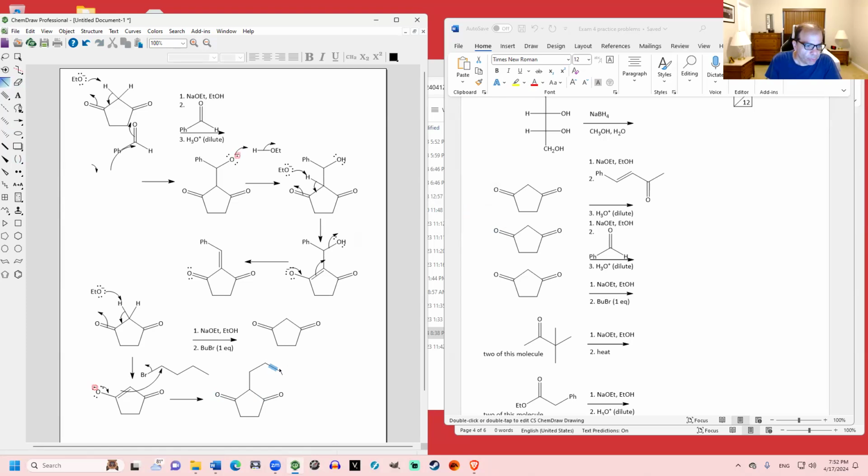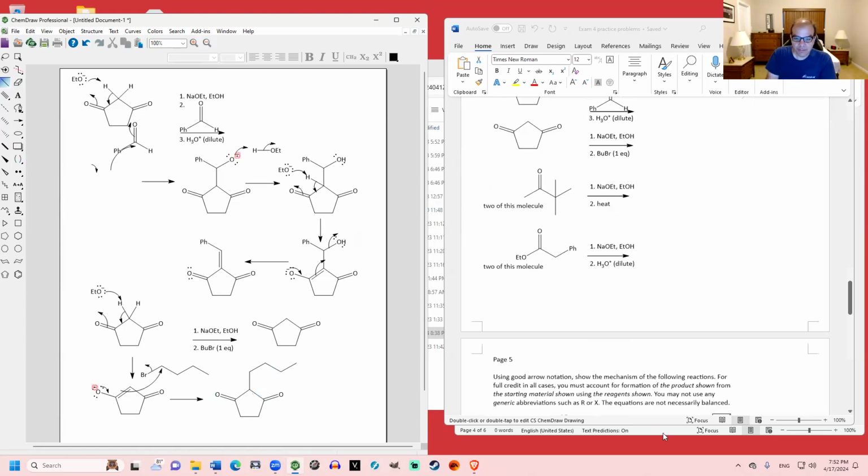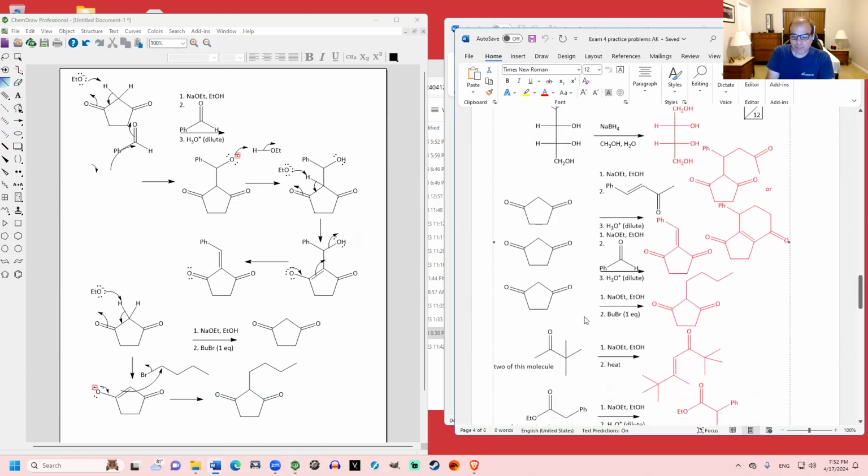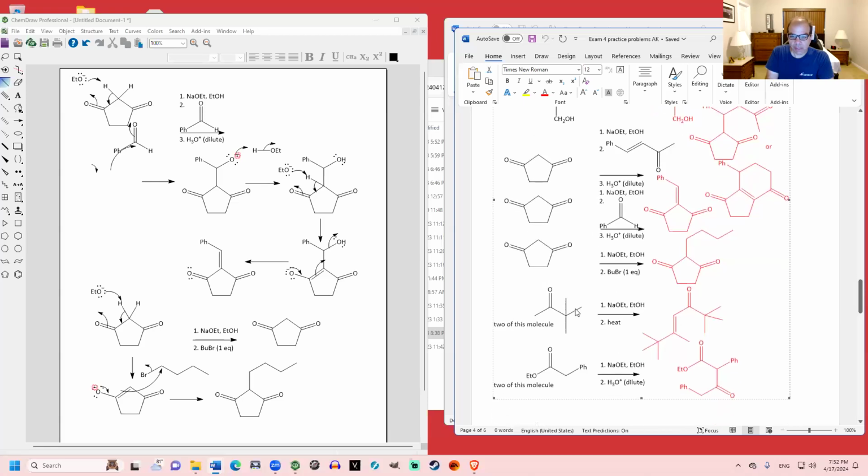One, two, three, four. Again, checking the answer key. Yep. And the next two are an aldol condensation and a Claisen condensation.